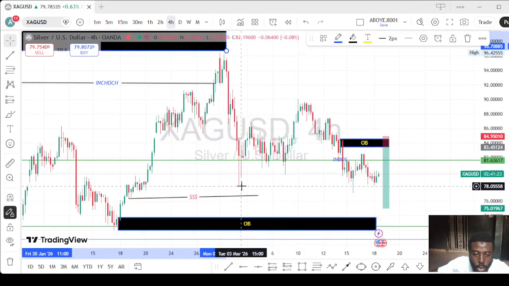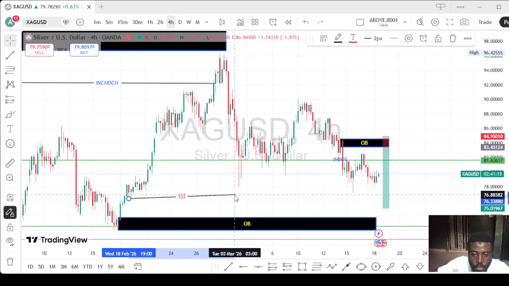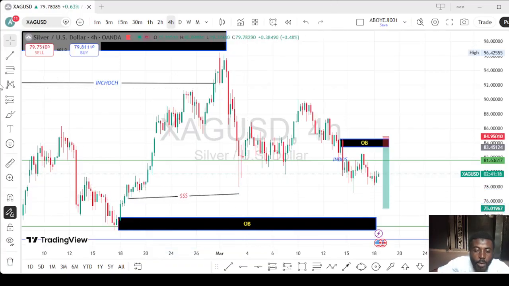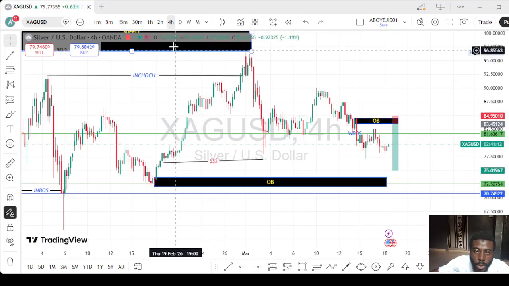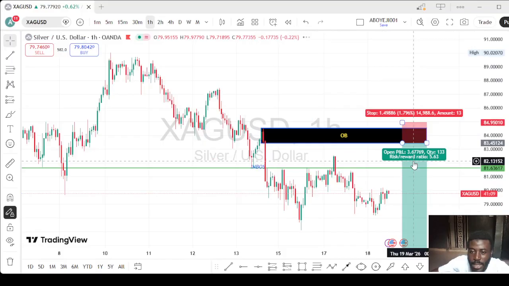So what we are doing now, since we have seen what the 4 hours tells us, we are buying from here on the 4 hours, and let's move to the 1 hour time frame. Let's see what the 1 hour time frame says.